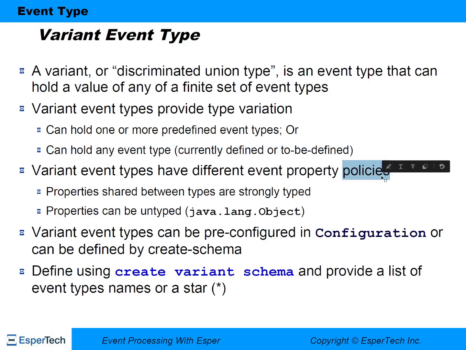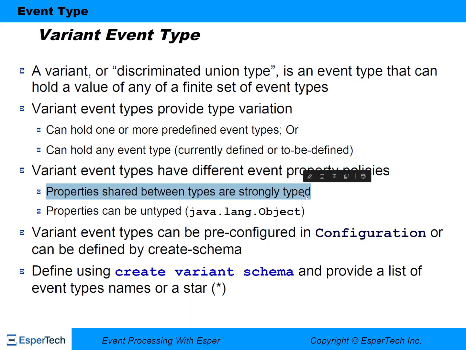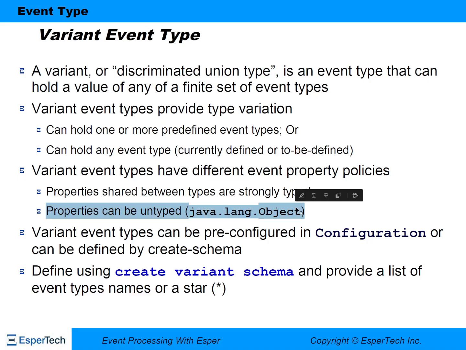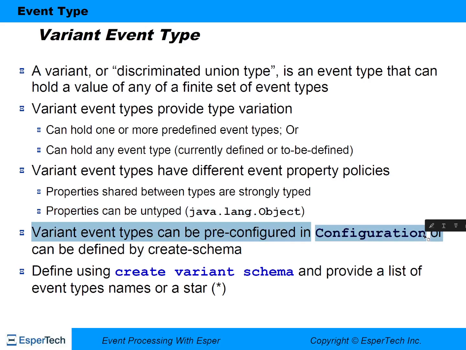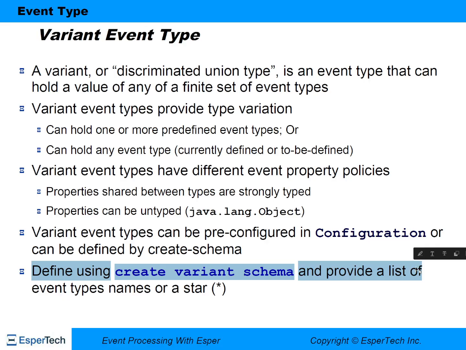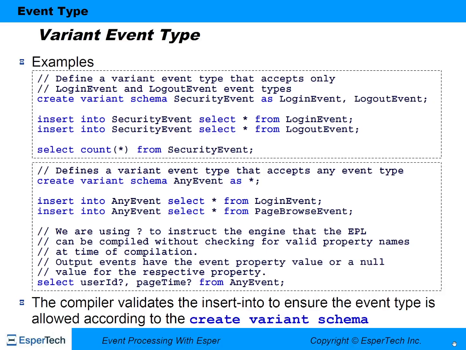Variant event types have different event property policies. Properties shared between types are strongly typed. Properties can be untyped and their type is java.lang.Object. Variant event types can be pre-configured in configuration or can be defined by create schema. Define using create variant schema and provide a list of event type names or a star. The following two examples illustrate variant event types.